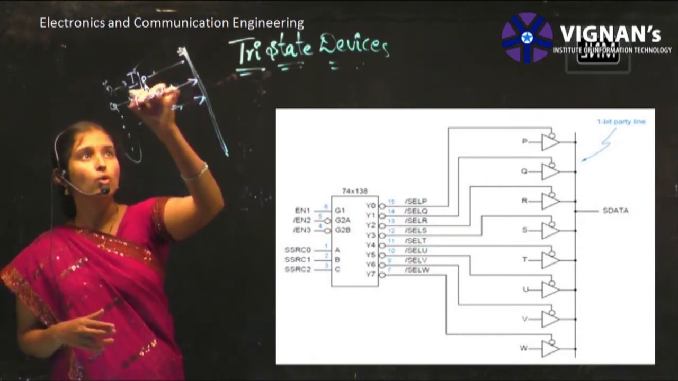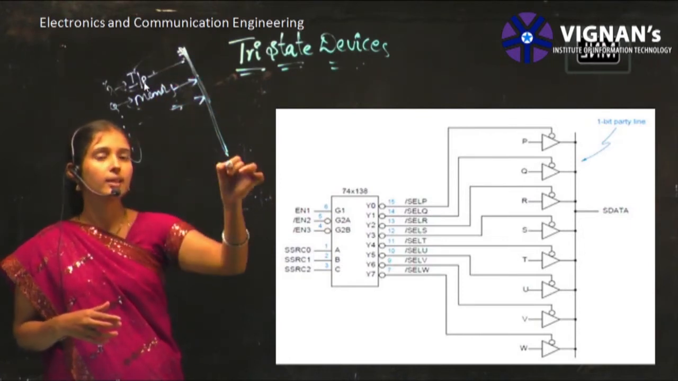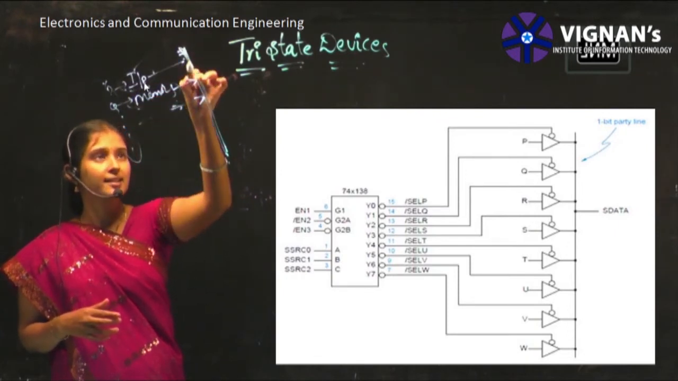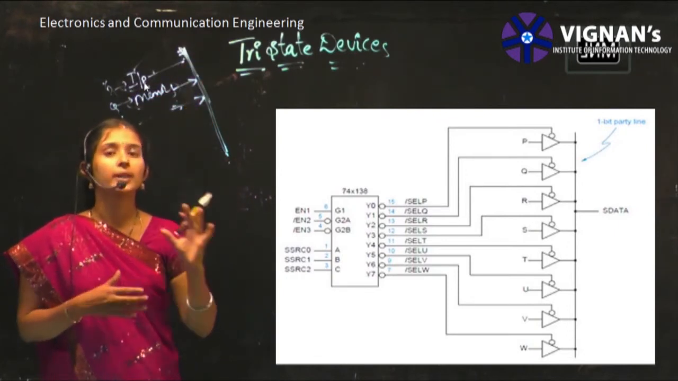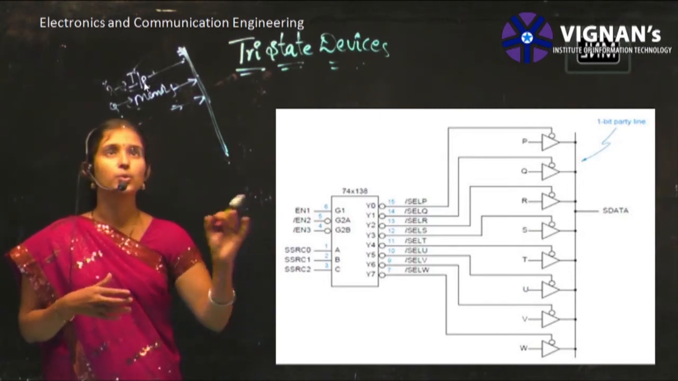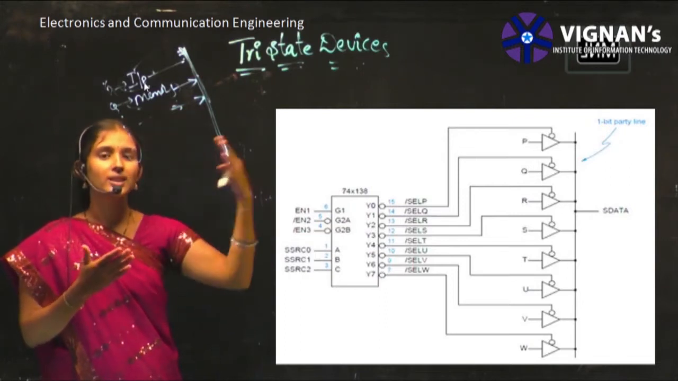So at a time only one can access this common bus, as this bus is a bidirectional bus. So how can it be done? By using tri-state devices or tri-state buffers. By using tri-state buffers, we can connect n peripherals to the same bus.